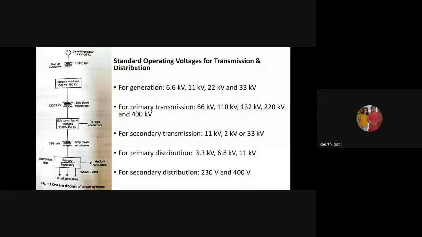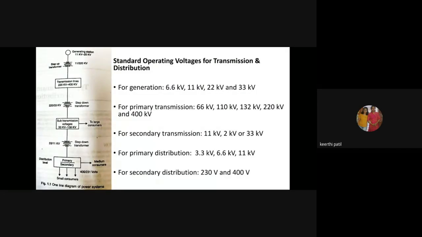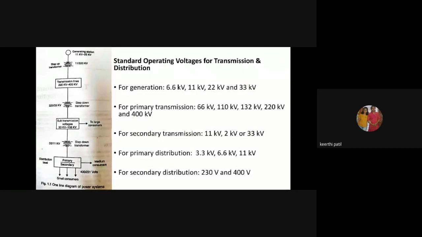Now, for secondary transmission, what is the level where it is stepped down? 11 kV, 22 kV, or 33 kV. Okay, so that is the level for the secondary transmission.